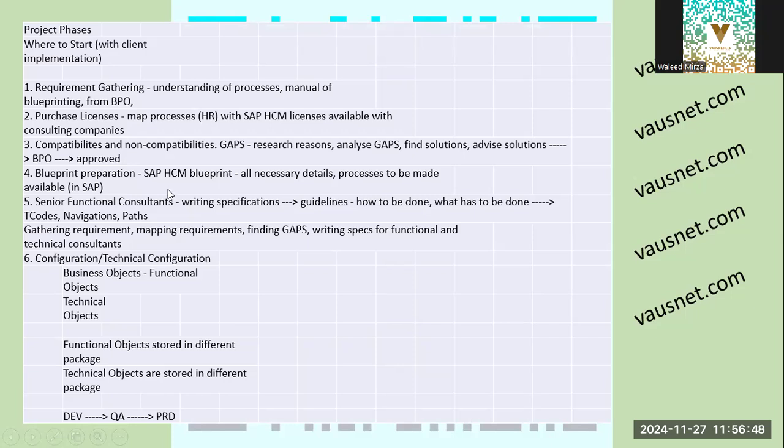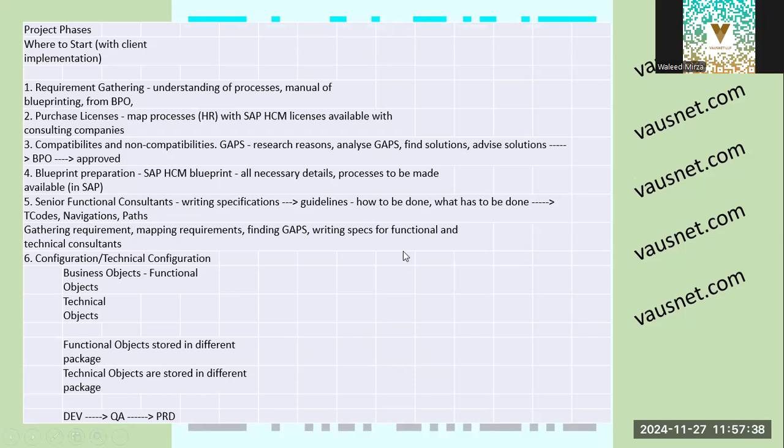Blueprint is prepared, and blueprint means each and every process detail, information, and data for every department, the processes and workflows, are collected in a blueprint document. Then at the fifth stage, consultants write specifications like configuration notes, guidelines, T codes, and navigation paths for the functional consultants. So requirement gathering is for mapping the requirements, finding gaps, and writing specification documents for functional and technical consultants.